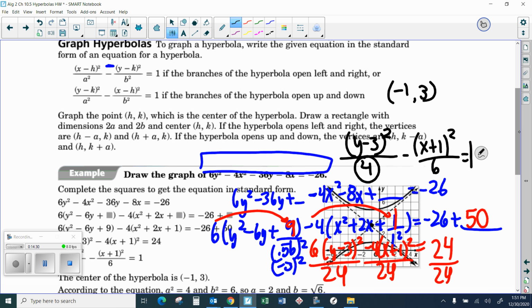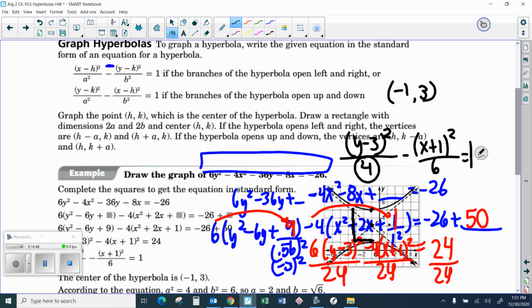Remember, I take the square root of that. I go 2 in the y direction. 1, 2. There's that. That's one vertex. And I go 2 down. There's the other vertex. I go the square root of 6, which is just past 2, in the x direction. Okay, that's what I do.